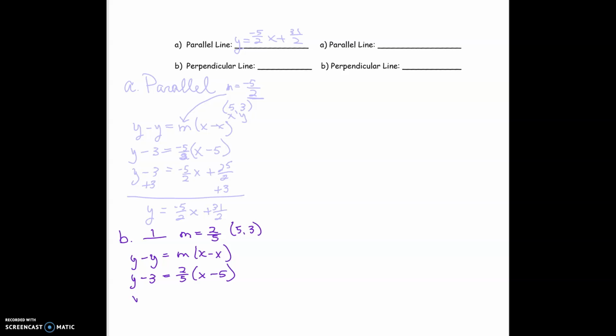Distribute that, I get y minus 3 equals 2/5 x minus 2. I add 3, I get y equals 2/5 x plus 1. So up here you're going to write y equals 2/5 x plus 1.